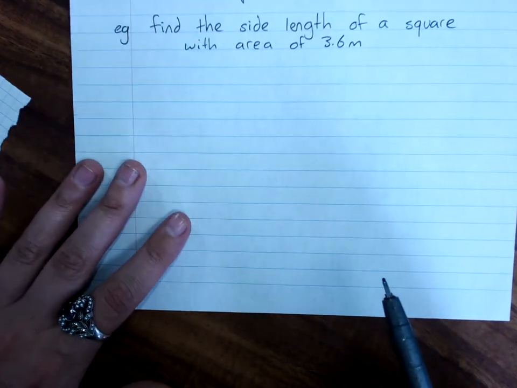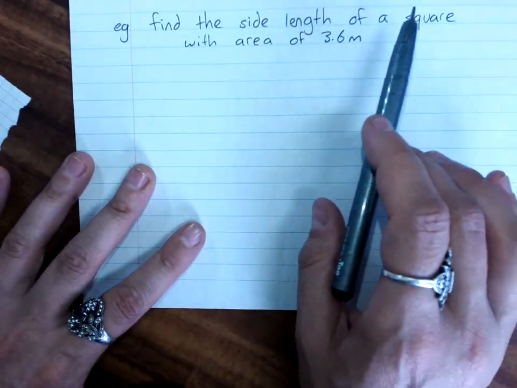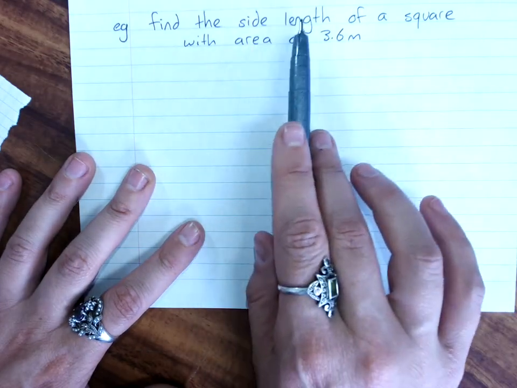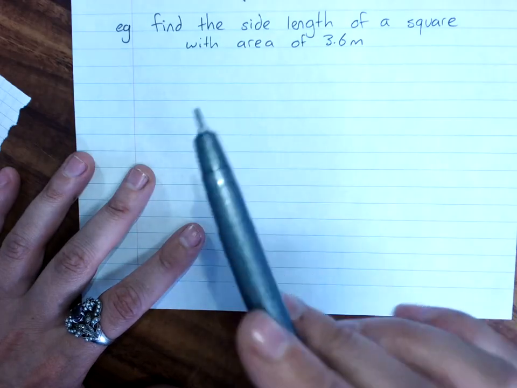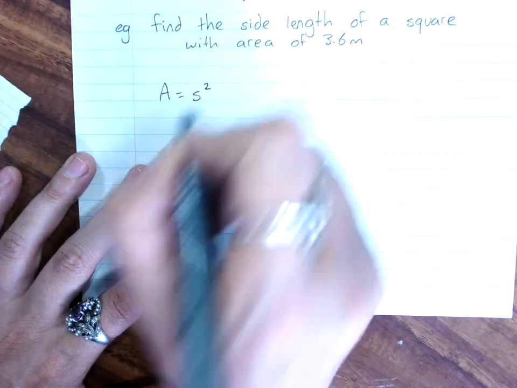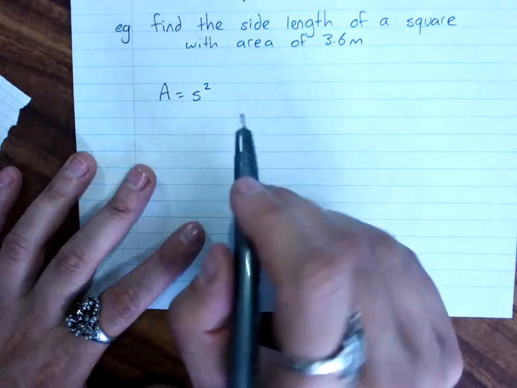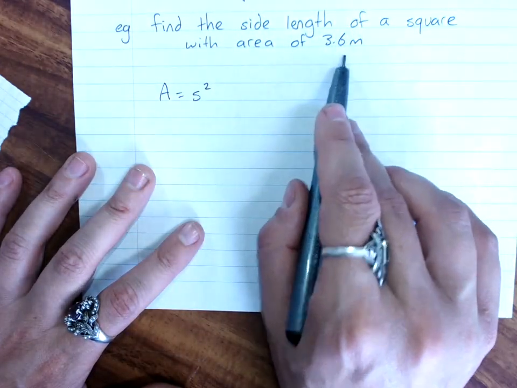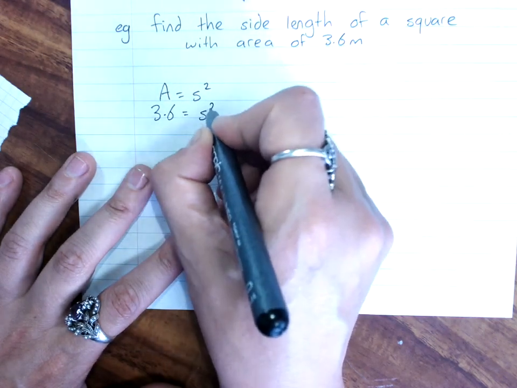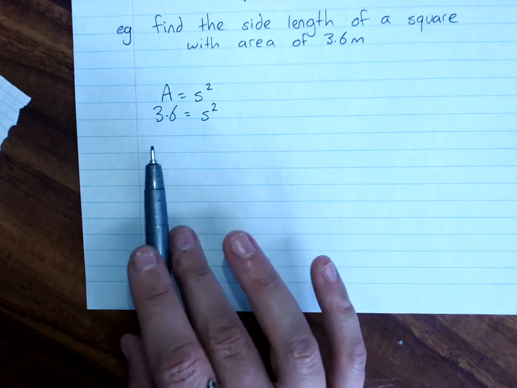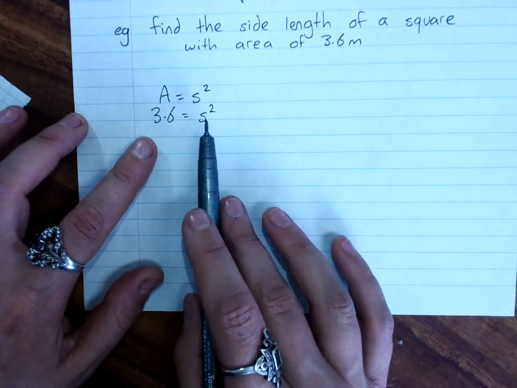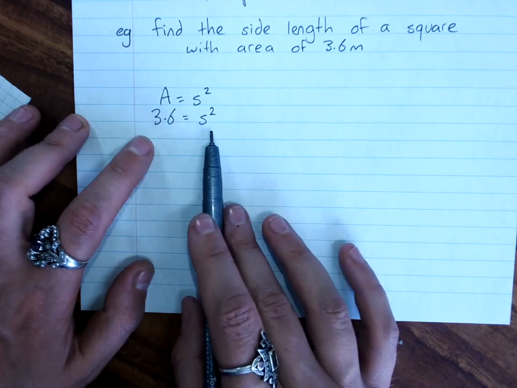And a problem-solving question, find the side length of a square with area of 3.6 metres. So they've told me the area and they want the side length. There's a formula for the area of a square, so you write it. Area is side squared. You substitute in the values we know. I know the area, I don't know the side. 3.6 is equal to side squared. And then you've got to work out from this, it's an equation. I've got the side squared, I want the side.